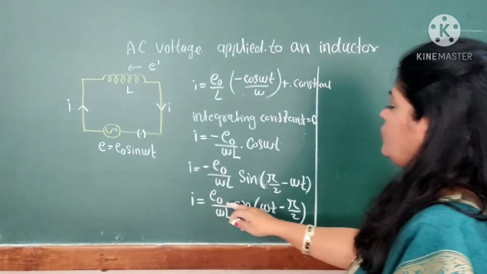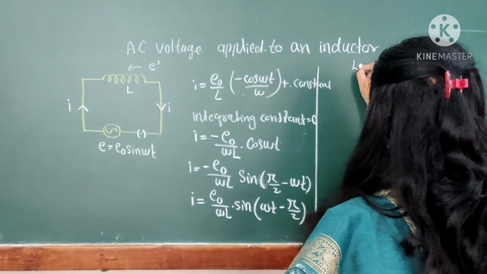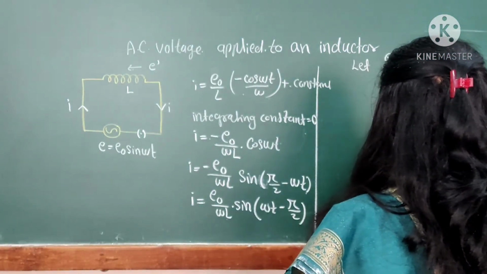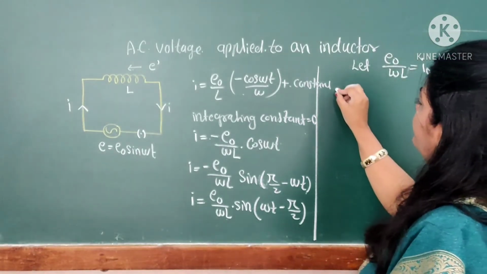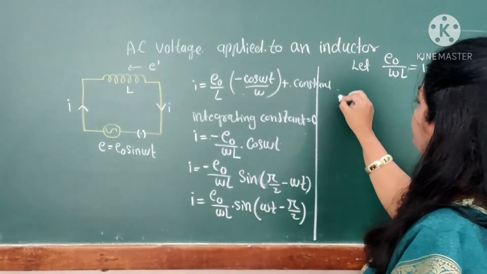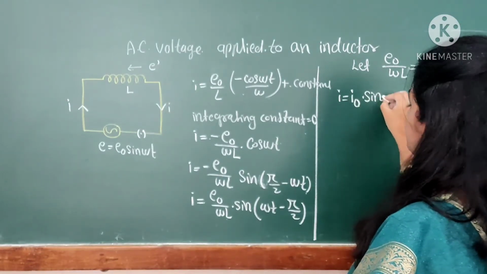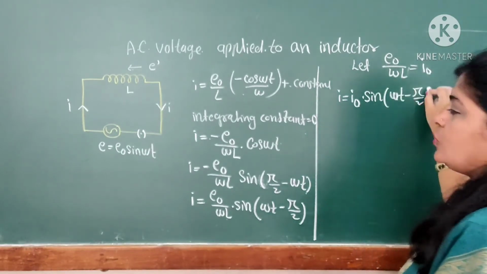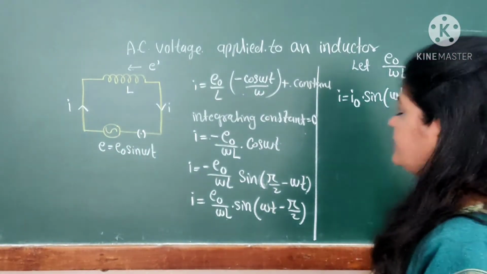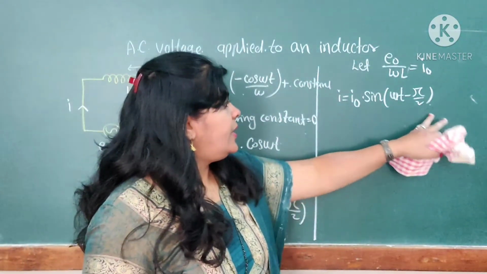I is equal to E naught upon omega L. Consider E naught upon omega L as I naught, and after substituting this, I is equal to I naught into sine omega t minus pi by 2. Okay, we got here I is equal to I naught into sine omega t minus pi by 2.